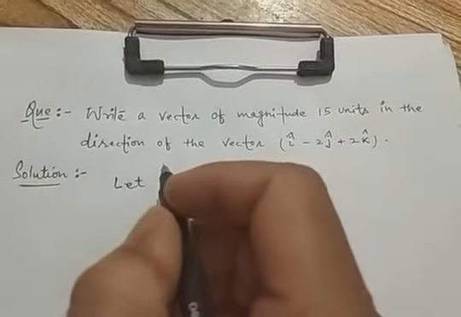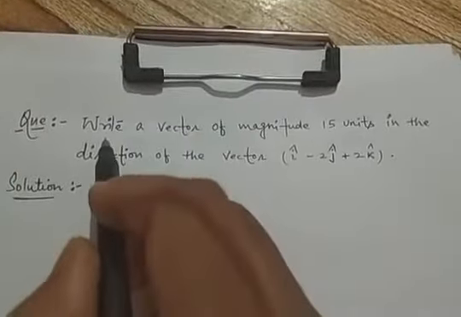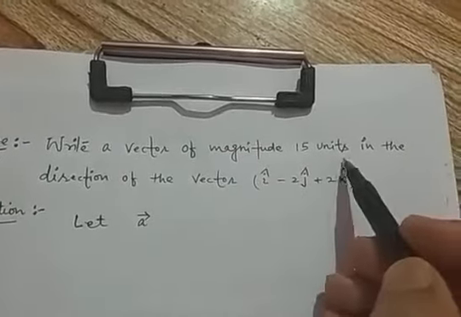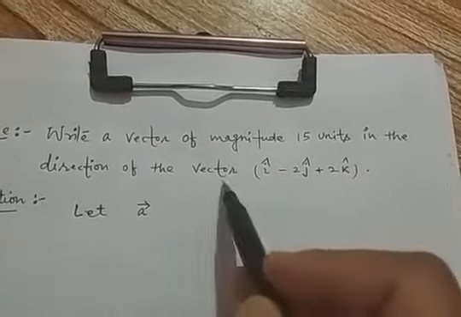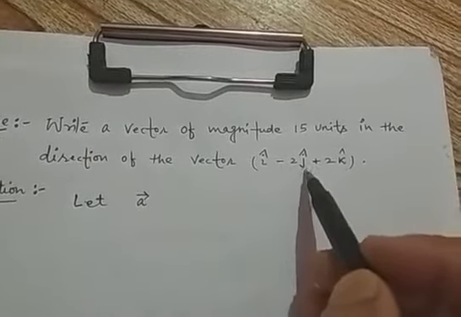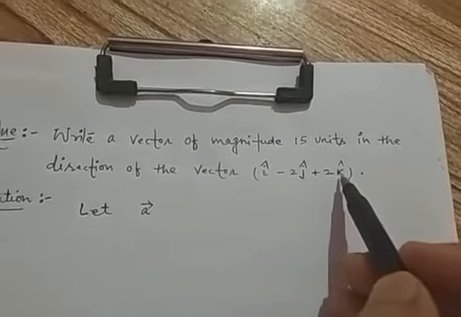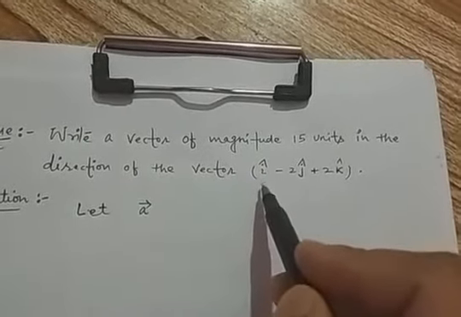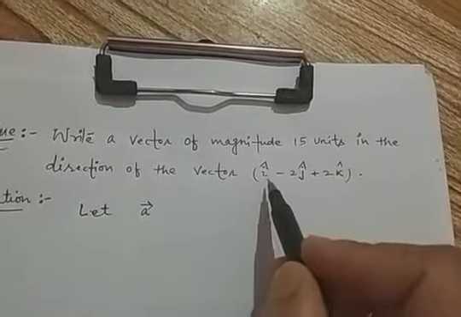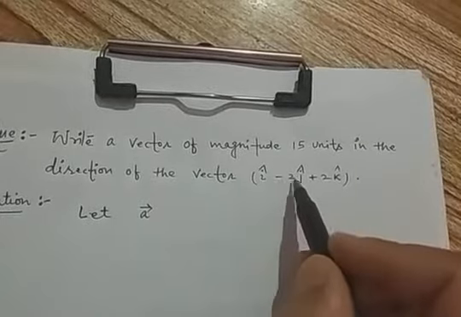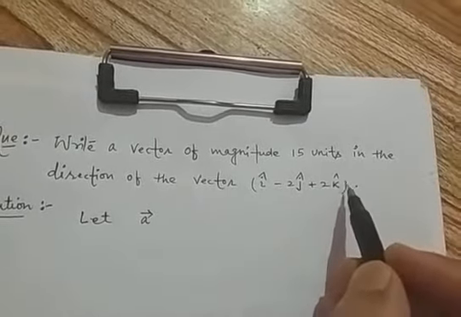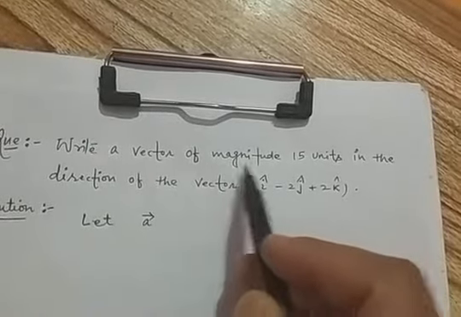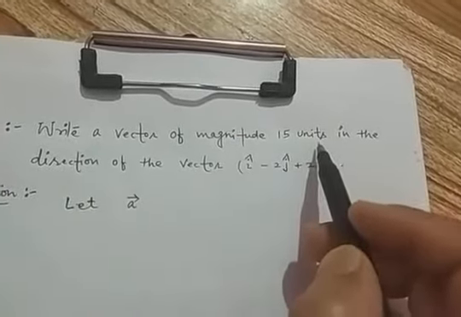Hi students, here we have to write a vector of magnitude 15 units in the direction of the vector i cap minus 2j cap plus 2k cap. Here students, we have been given a vector, let's say vector A equal to i cap minus 2j cap plus 2k cap. Then we have to write a vector whose magnitude will be 15 units.